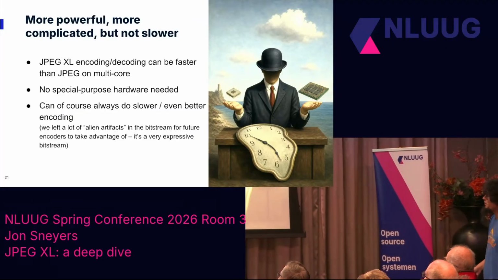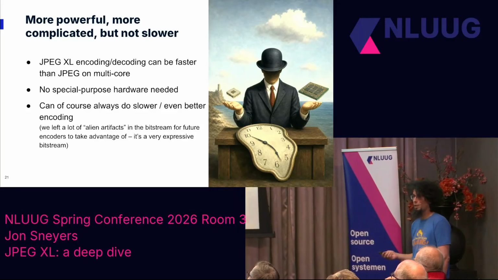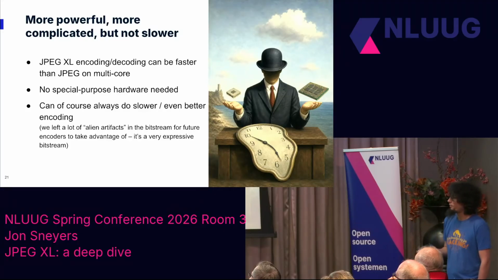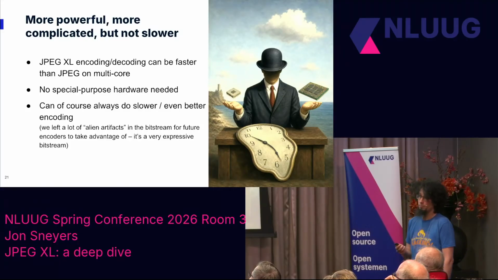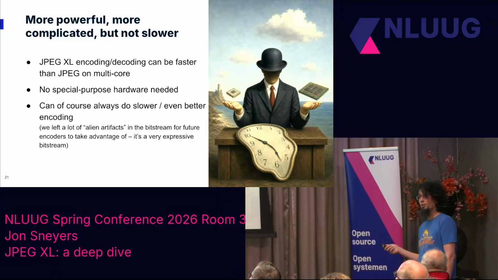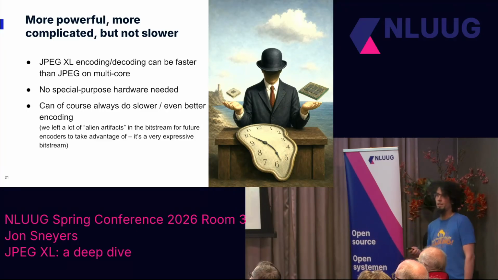So it is more powerful, it's also more complicated to implement, but it's not slower. One of the main things that are different in JPEG XL than in the traditional JPEG is that it exploits the fact that we now have CPUs with multiple cores, which was not the case when the original JPEG was designed. So we can do encoding and decoding using multi-threaded processing. And thanks to this, it can actually be even faster than the original JPEG to encode or decode.